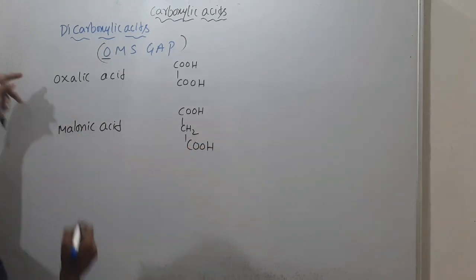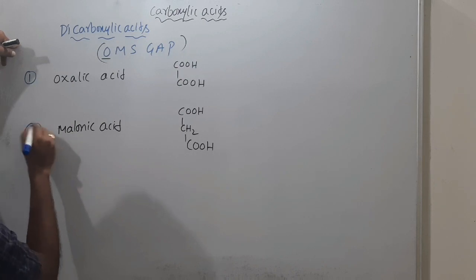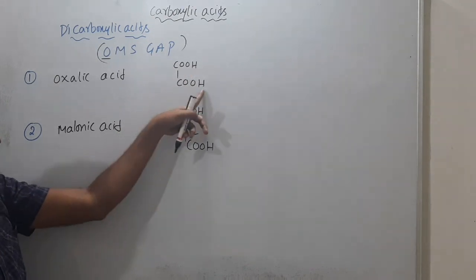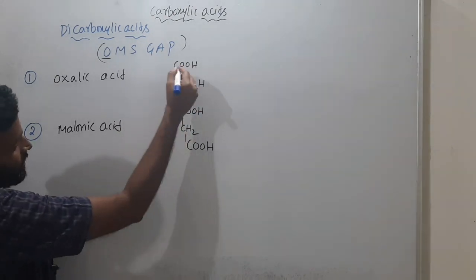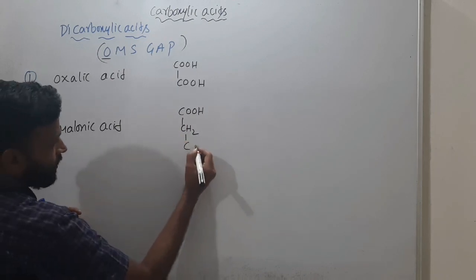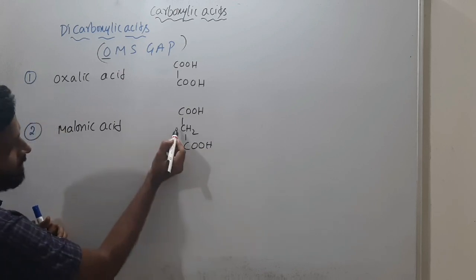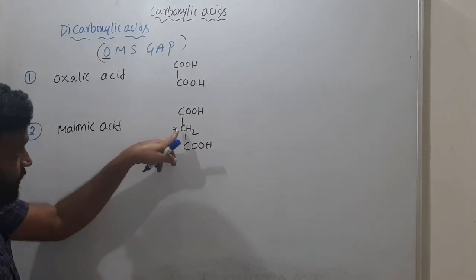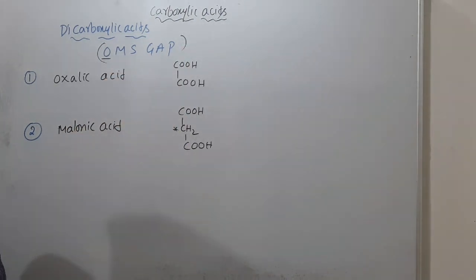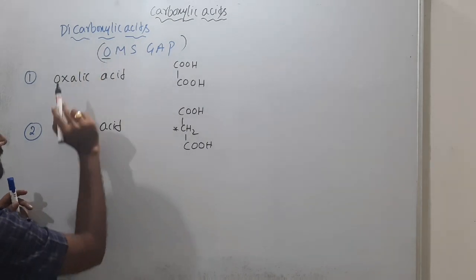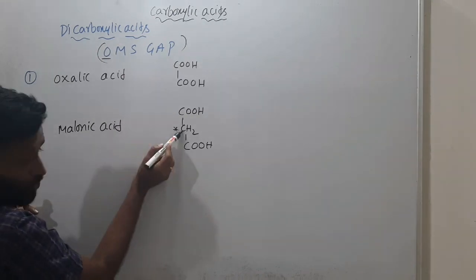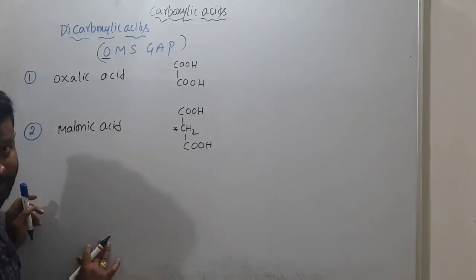What is the difference between the first one, oxalic acid, and the second one, malonic acid? Here you have COOH, and here also you have COOH, but what you have extra is CH2. So the CH2 groups increase in these acids. Here no CH2 group, oxalic acid. One CH2 group, malonic acid. Two CH2 groups in the middle, succinic acid, like that.